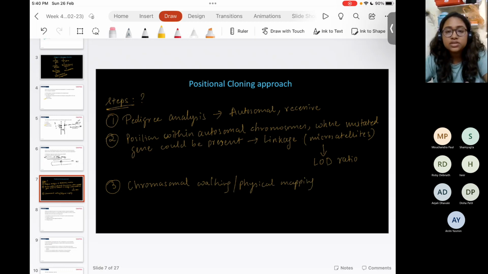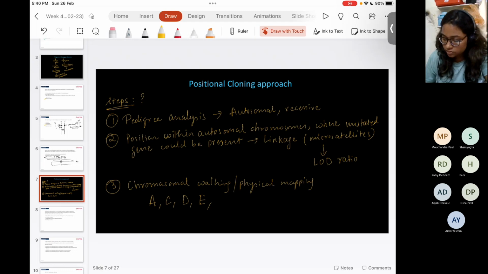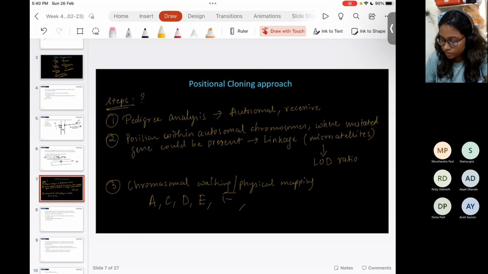Now, say in that particular region of the chromosome you have found six microsatellites, and let's name them A, C, D, E, F, and so on. Okay, so these are your six markers.